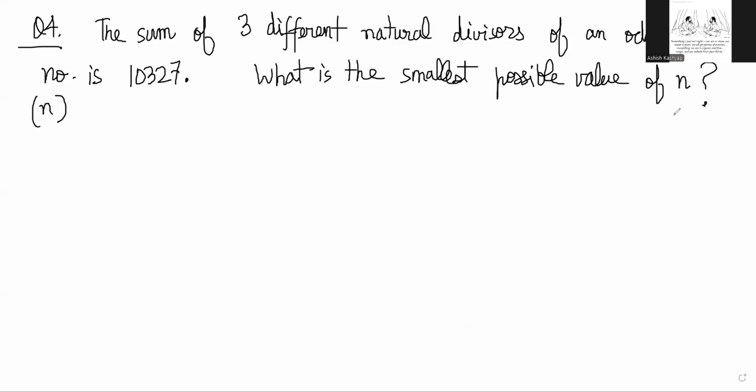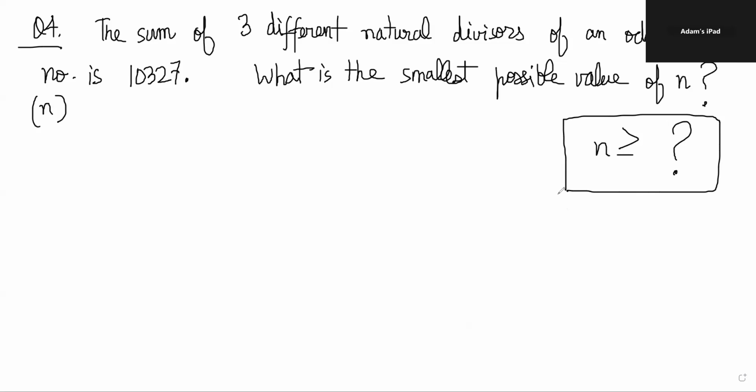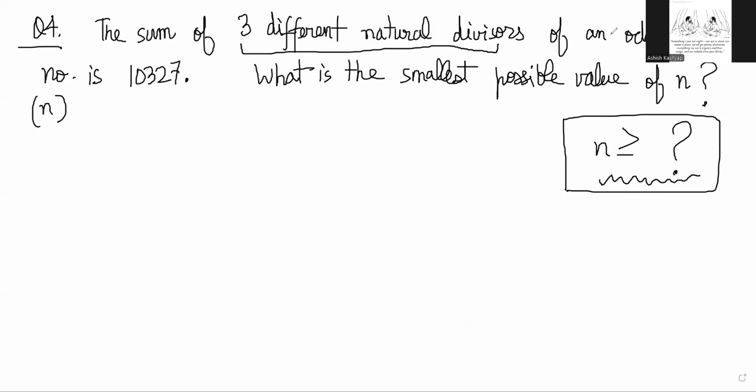Basically, we want to come to a conclusion where n is greater than or equal to what? It's the smallest possible value of n. We need an inequality like this. We know that the sum of three different divisors of n is equal to this. So think about it. This is odd. That means 2 is not a divisor of n, right?